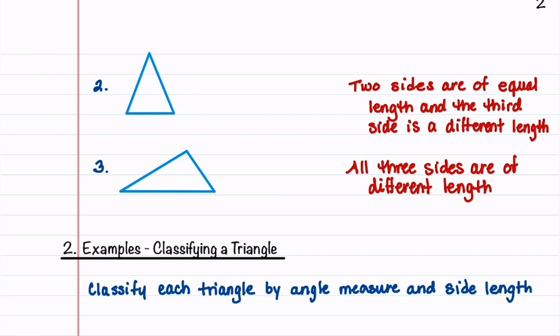Our second triangle has 2 sides that are of equal length. So let's underline that. 2 sides of equal length, and the third side is a different length. So we can indicate that in our triangle picture. We'll indicate the two equal sides with 1 bar, and then the third side is a different length, so we'll indicate that by having 2 bars. This type of triangle is called an isosceles triangle.